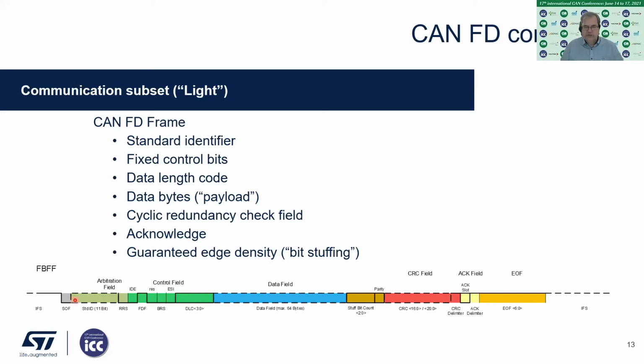I mean, we need some sort of an address field in the end, and we need the data length code. So therefore, it's a low overhead. We have the stuff bit count for additional safety to ensure the data integrity. And we have the cyclic redundancy check field with this 17 or 21 bit that is very well proven and already implemented in hardware in the microcontroller.